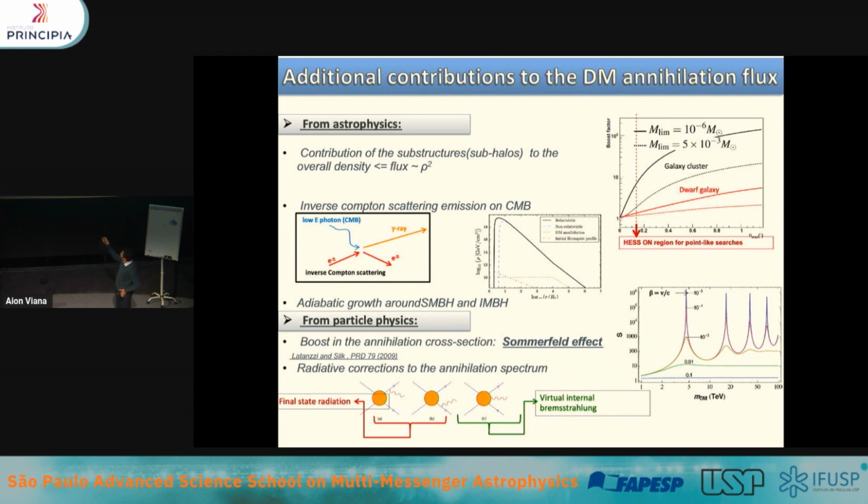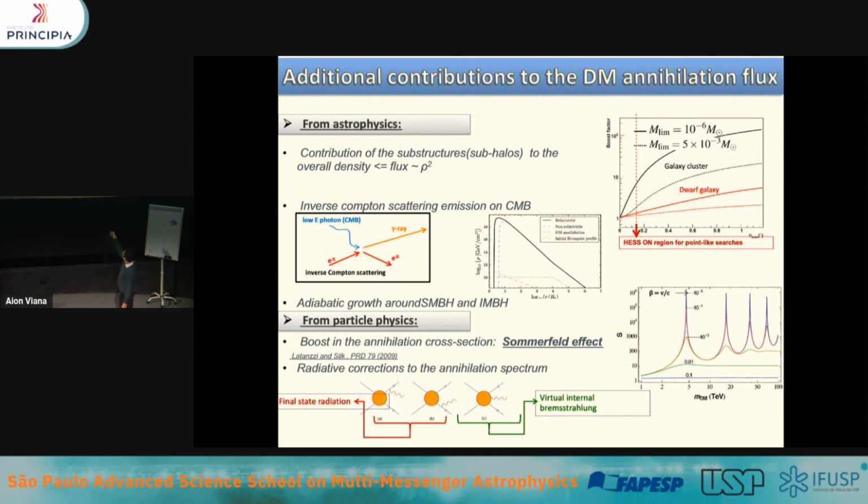We can also have some propagation effects like inverse Compton, when you have electrons or charged particles in the final state. You can also have adiabatic growth of the dark matter cusp around black holes, supermassive black holes or intermediate mass black holes. These additional contributions can also come from particle physics.